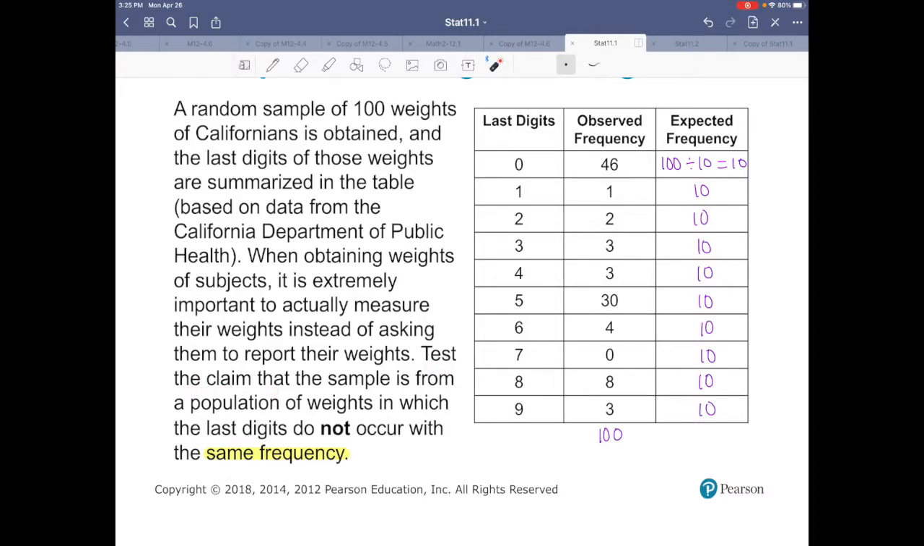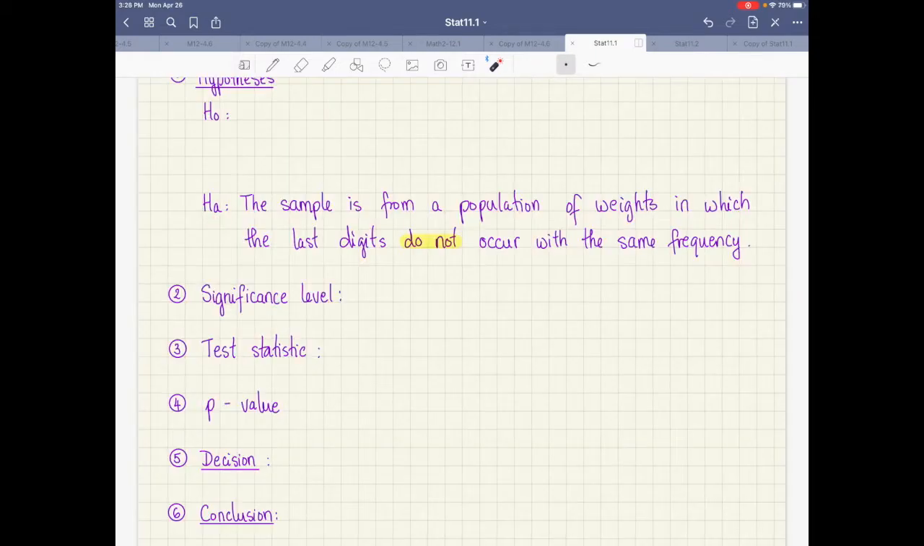Test the claim that the sample is from a population of weights in which the last digits do not occur with the same frequency. This one should be my HA because it's the negation, because H0 should be the one that says the data agree with a certain distribution. HA is the one that says they do not agree. So this is going to be my HA. HA is the statement that the data do not occur with the same frequency. H0 will be the statement stating that the given data occur with the same frequency.